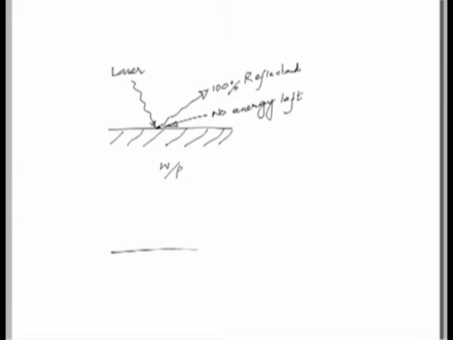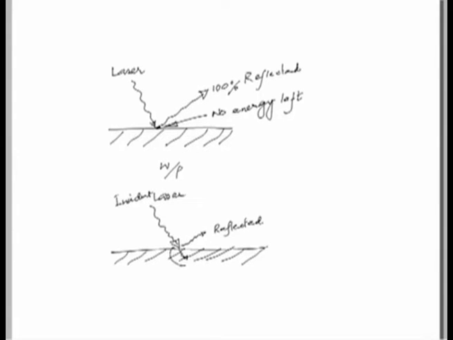However, if the material on the other hand absorbs some energy, say this is the incident laser, then some amount of energy is absorbed here and maybe a weak or a few percentage of energy is reflected. This is reflected. Then this absorbed energy here, to some extent, this we call the absorbed energy.